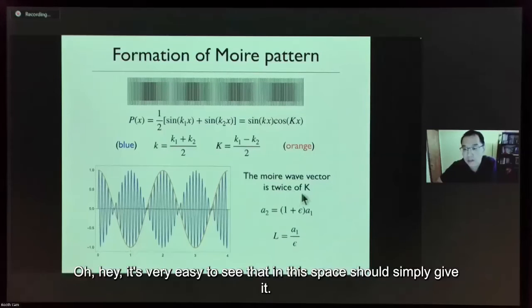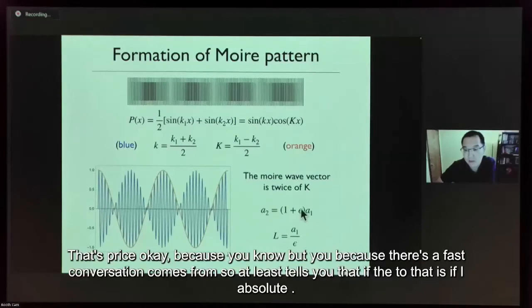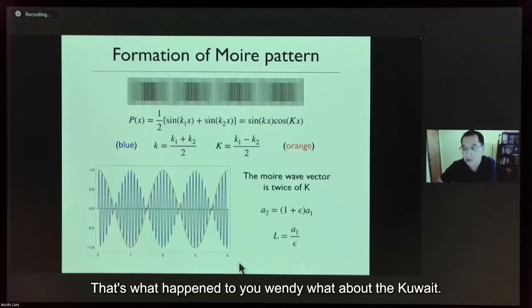And then it's very easy to see that in this case, the Moiré potential, or the Moiré wave vector, should simply be twice k, because those fast oscillations go from negative to positive. So this tells you that if the two lattices differ by epsilon, that should be the Moiré potential. That's what happens in 1D.